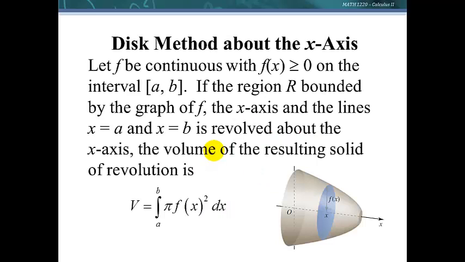So the disk method, if we're rotating around the x-axis: we've got a continuous function f of x greater than or equal to 0, and we're looking on the interval from a to b, and the region bounded by the graph of f, the x-axis, and the lines x equals a and x equals b is revolved around the x-axis. And so the volume of the resulting solid is going to be summing up all of these disks. The limit as n goes to infinity, so we have this definite integral from a to b of pi f of x squared, that's just these circular areas multiplied by their thickness, dx.